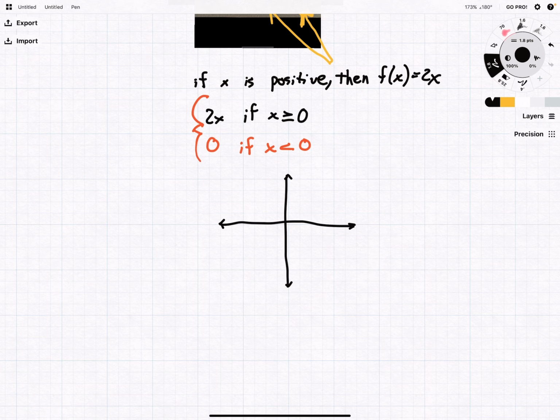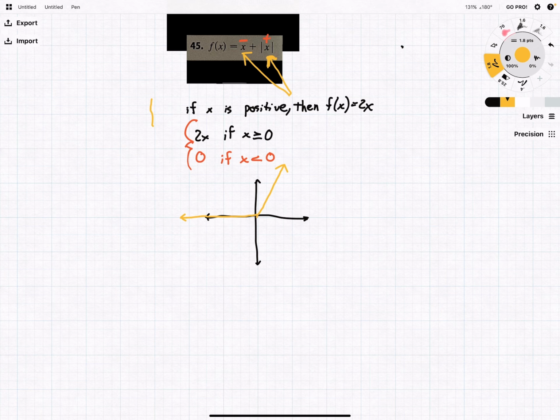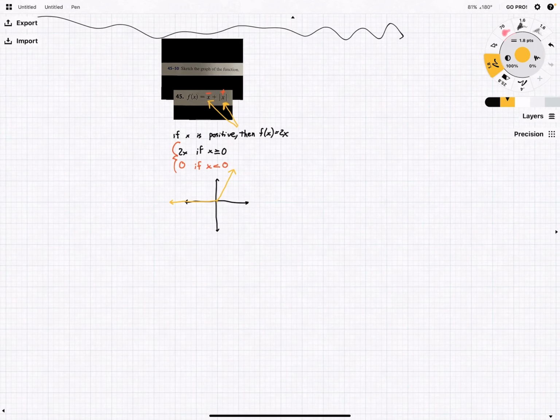And if x is less than 0, then it's just going to be 0. If x is greater than 0, then we're going to have 2x. And that is the answer to problem number 45.